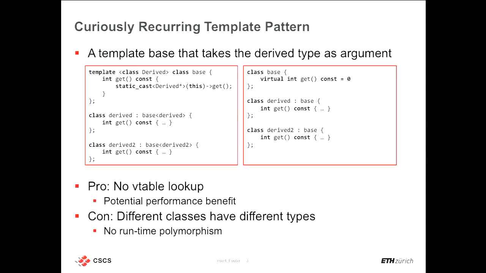The problem with this thing is that now derived and derived 1 do not derive from a common base. They derive from two different bases, two different types. So you cannot do really runtime polymorphism.